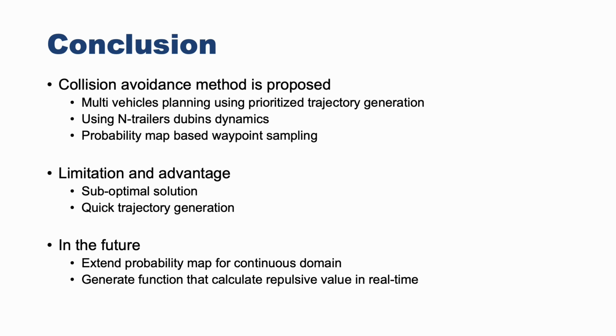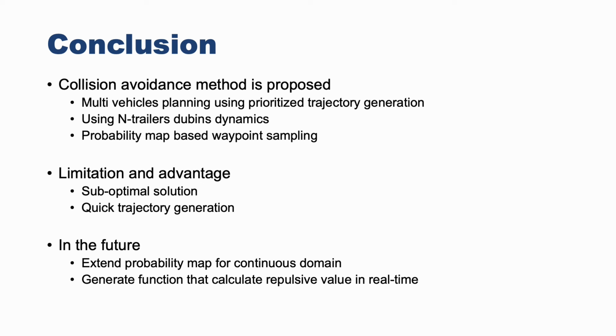Finally, we are concluding our work. We present a collision avoidance method for multi- and trailer-less vehicles using probability map-based waypoint sampling. The trajectory planning consists of two main components. First, the algorithm calculates the priority list by calculating the distance heuristic using collision-free Dubins dynamics for the head component of the vehicles. Then, the trajectory for every agent is generated using our proposed end-to-end Dubins dynamics step by step, depending on the priority values of the vehicles.